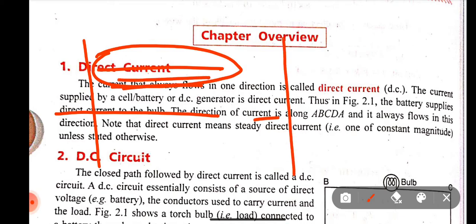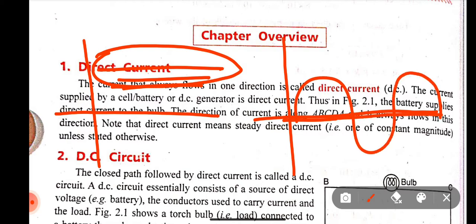But if I'm talking about alternating current, then alternating current is in this form, I mean sinusoidal form. Sometimes its magnitude is high and sometimes its magnitude is low. So here the magnitude is zero and here it is maximum. So this is not in one direction. Sometimes it goes to the apex level and sometimes it goes to the lowest level. So this is alternating current and this is direct current.